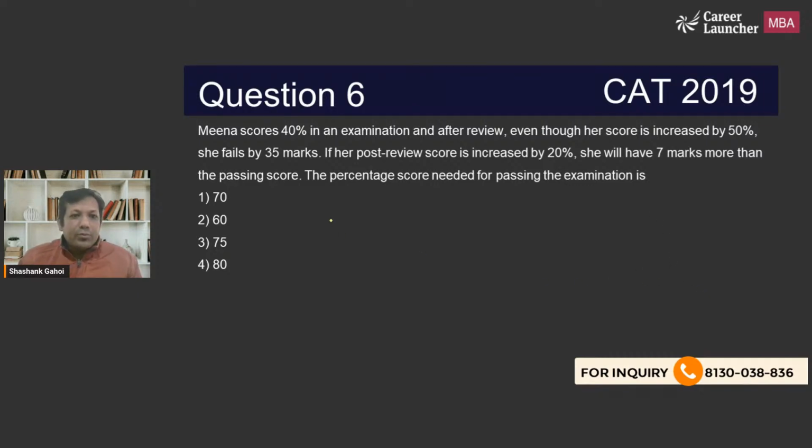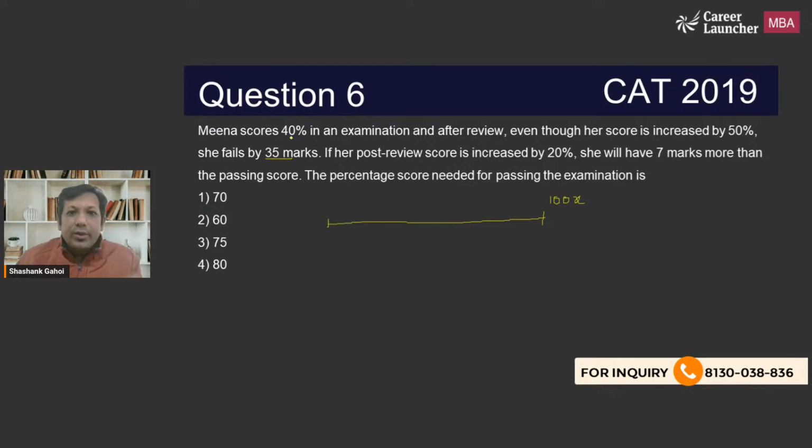So what I'm going to do, I am going to assume the total marks are 100x, because as we have already discussed, when an actual value is given, we can't assume the value as 100, but if we need the benefit of 100, then instead of assuming x, always go with 100x. So I am assuming that value is 100x.